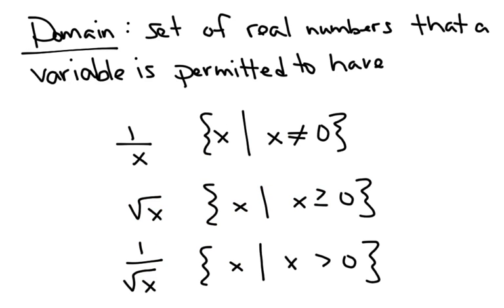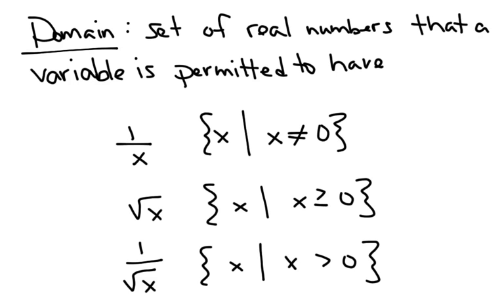In Algebra 2, we talked a lot about domain and range of a polynomial. Domains were the set of real numbers that a variable is permitted to have. In other words, if there's a value that makes the expression undefined, that value cannot be in the domain. So some examples: 1 over x has a domain of x cannot be 0, because as you know, 0 is the one number you can never have in the denominator of a fraction.